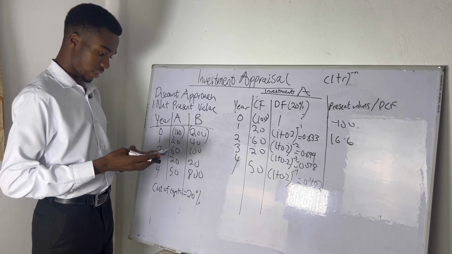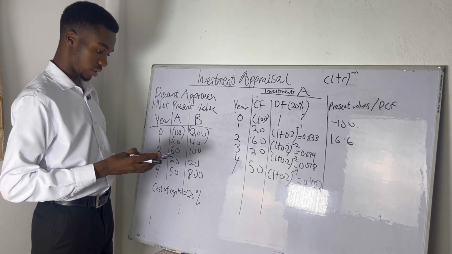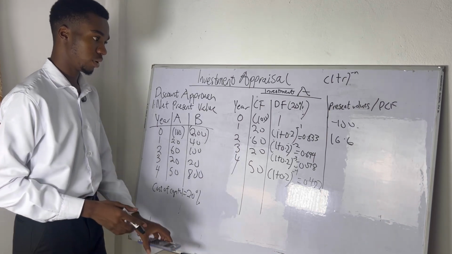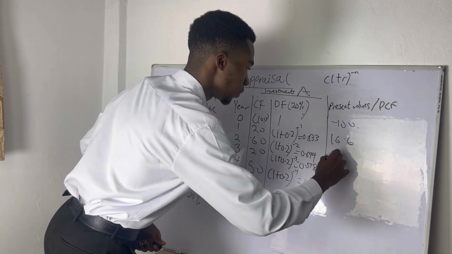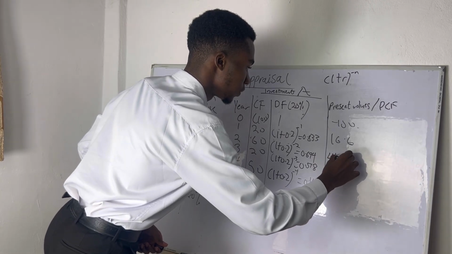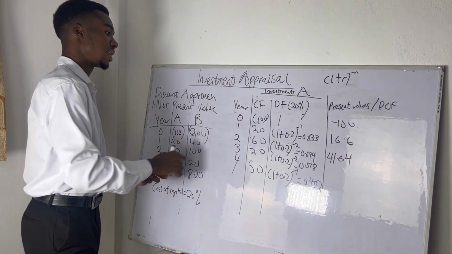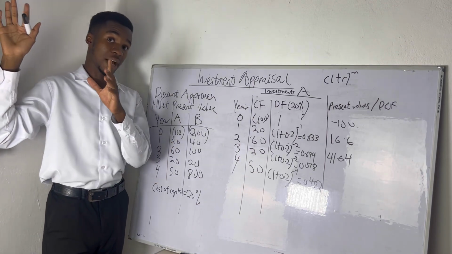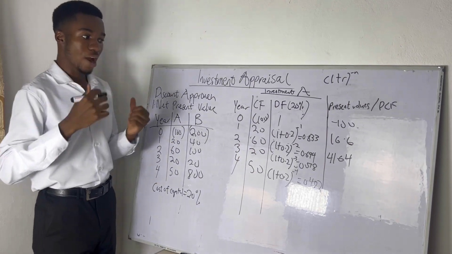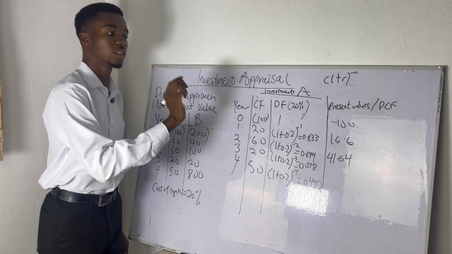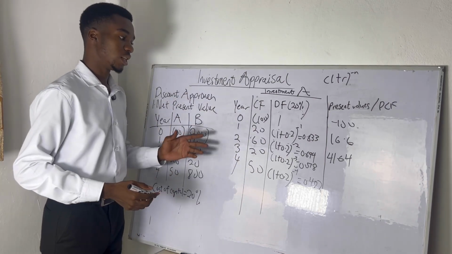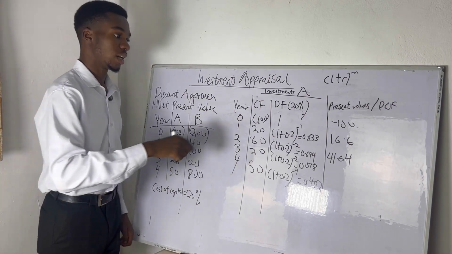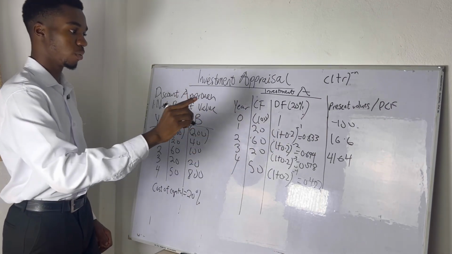Then year 2, you are going to get 60 times 0.694. You are getting 41.64. So it also means that in year two, we're getting 60 cedis. If someone gives us the money at that time, in year two in the future, but right now the value of the 60 cedis is 41.64. So when you change it to present value right now, you're getting 41.64.